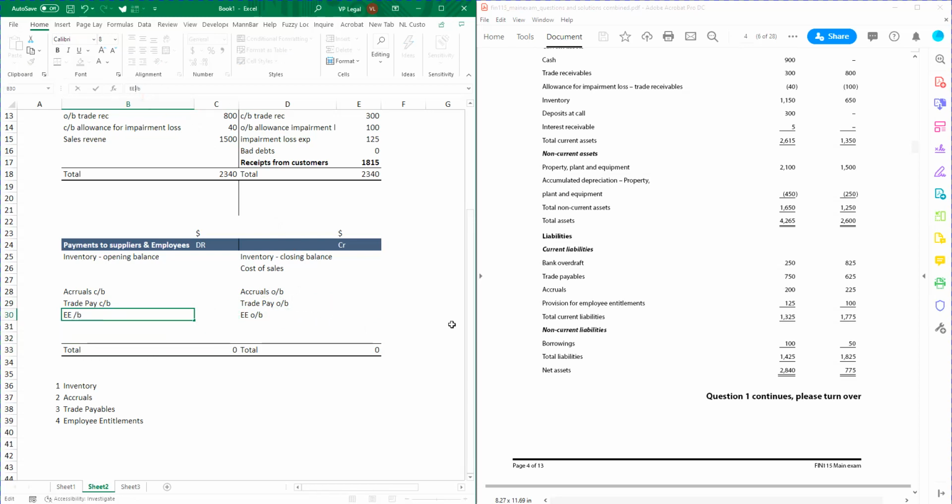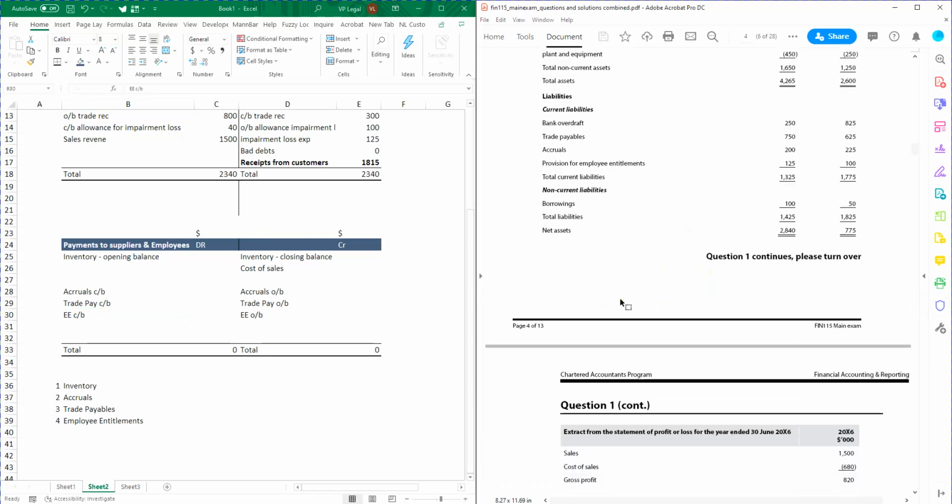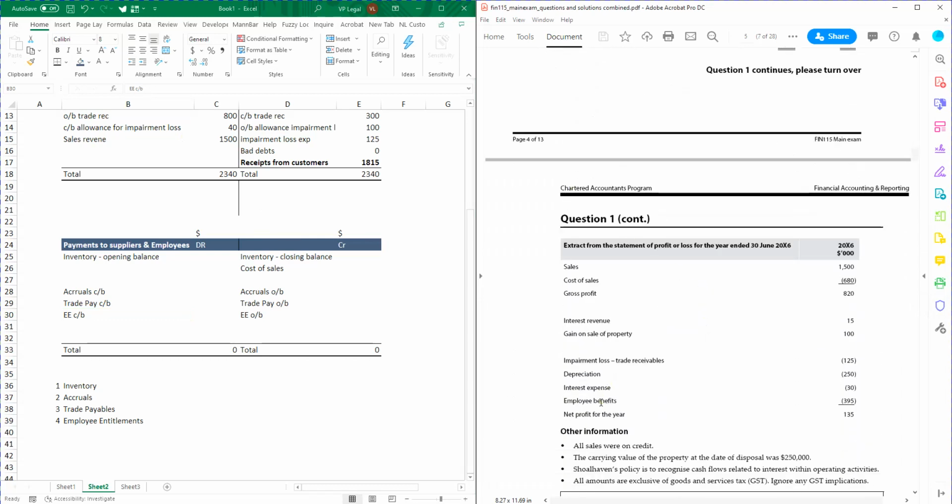Do we have anything that's increasing it in our P&L? So we do. We've got our employee benefits expense. Okay, so that's actually something that we can factor in. So what that is doing is it's making our liability bigger. So we're going to put it on this side.